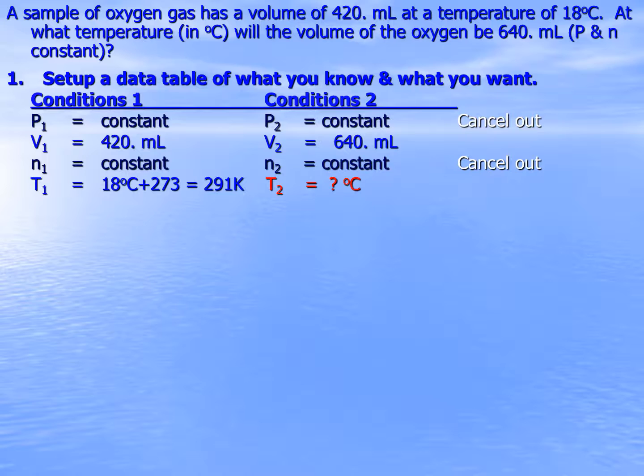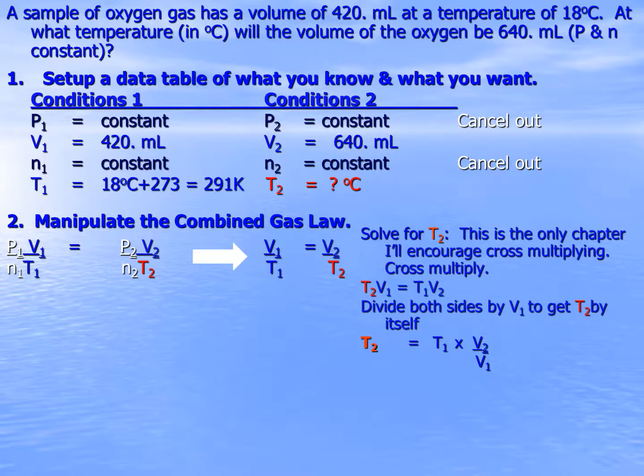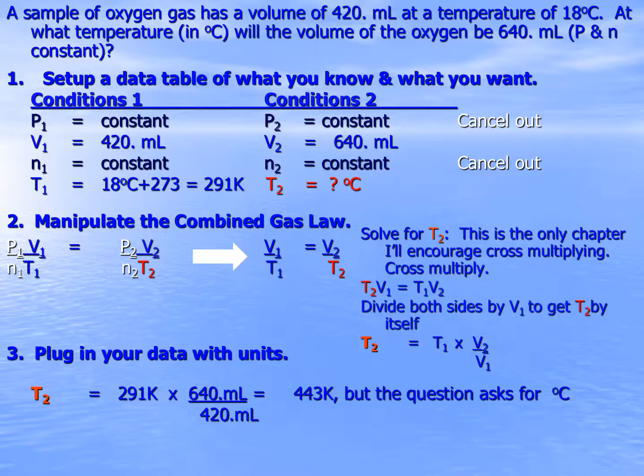V1 is 420, V2 is 640, T1 is 18 plus 273, 291, T2 is what? If we take pressure and moles out of the relationship, then we have V1 over T1 equals V2 over T2. Solving for T2, cross multiplying is actually allowable here. V1 T2 equals V2 T1, and then divide both sides by V1, and we get T2 equal to T1 times V2 over V1.